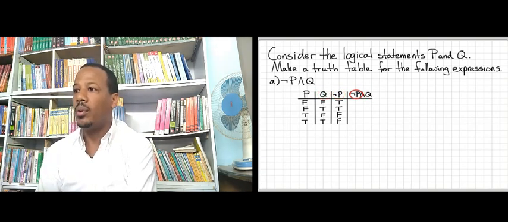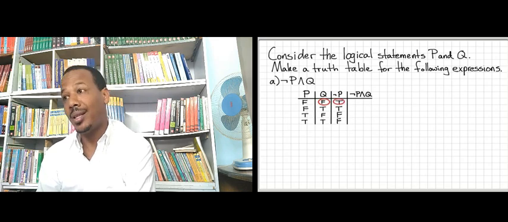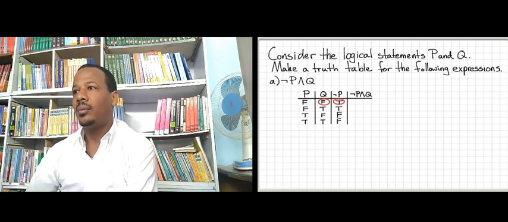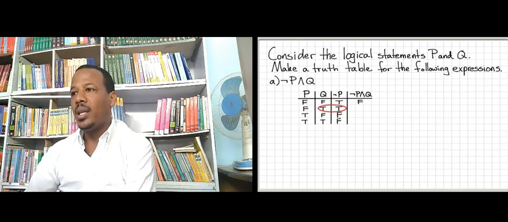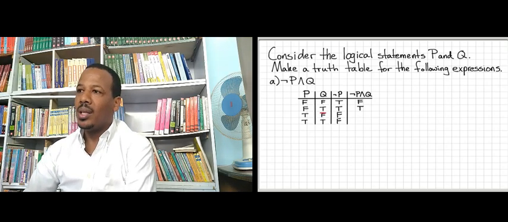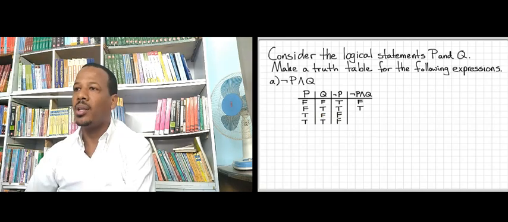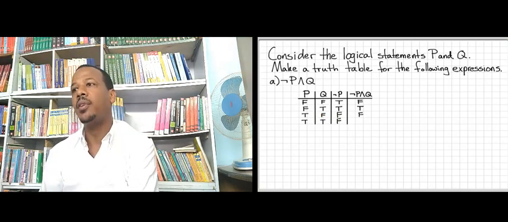So false and true becomes false. True and true, the second row, is true. For the case of false and false, again it becomes false. The fourth one is true and false, it is false. So this one is the truth table for the compound statement, negation of P and Q.